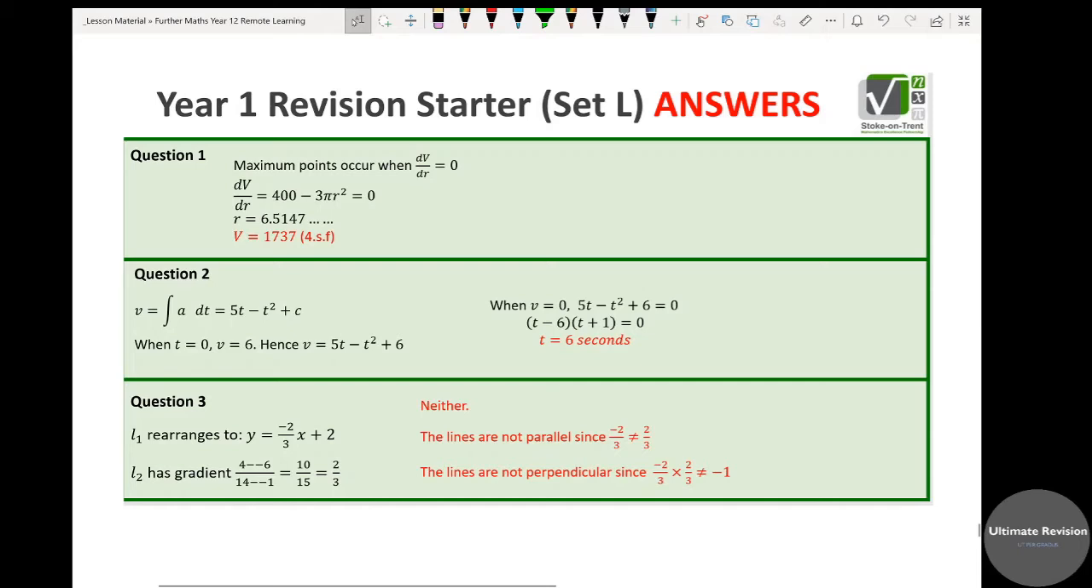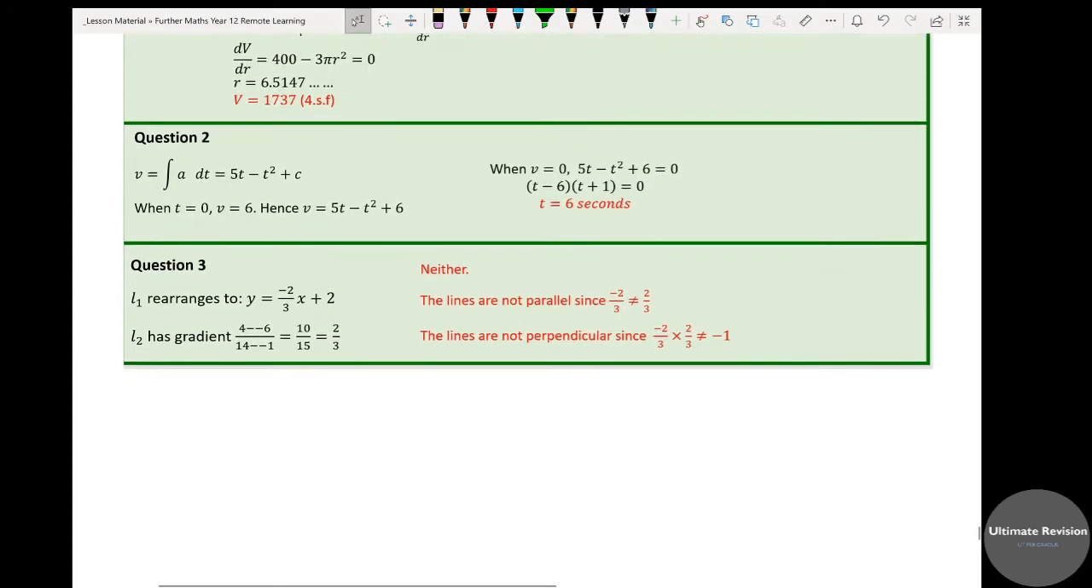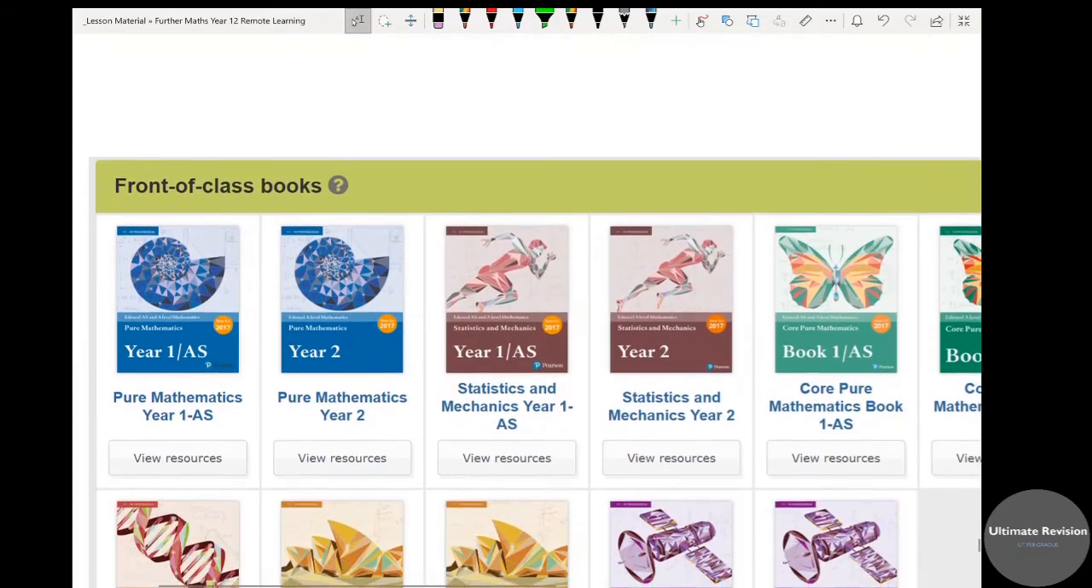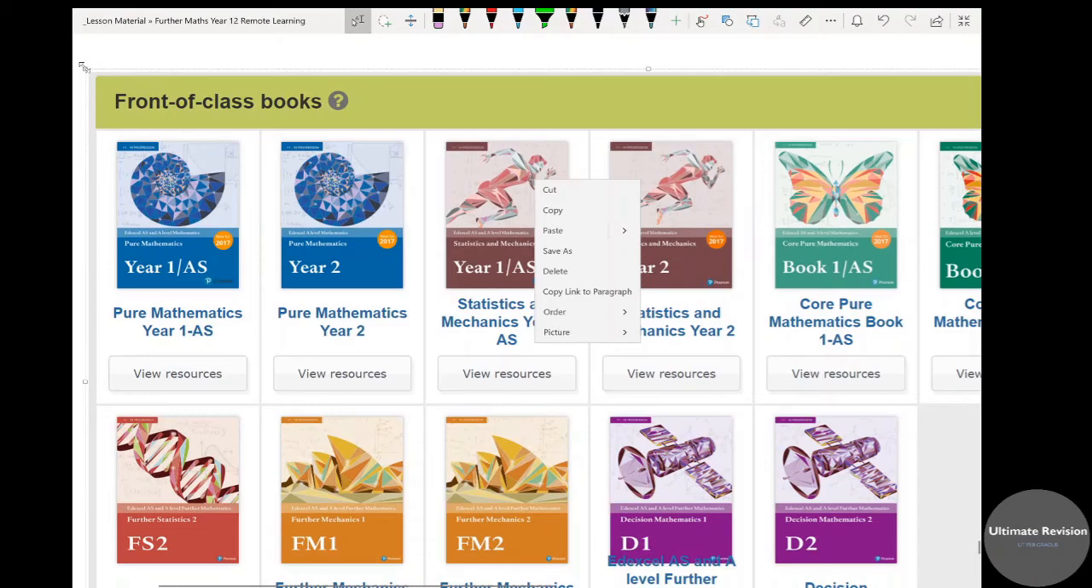Now, you should be in your exercise books. Hopefully, if you run out of space, please just do it on paper and keep it all nice and neat. You're going to upload it to OneNote anyway, so it'll be stored on there. But we are moving on to further maths, which is really exciting.